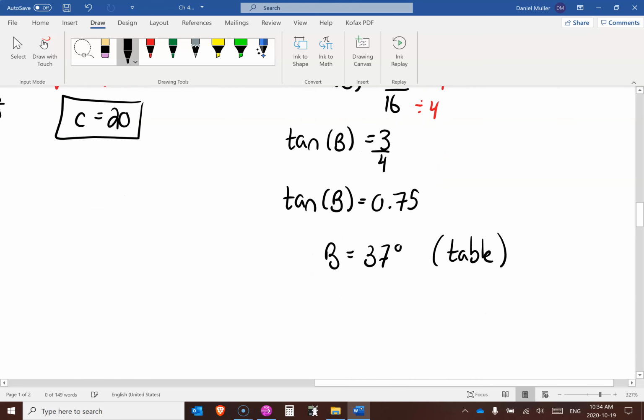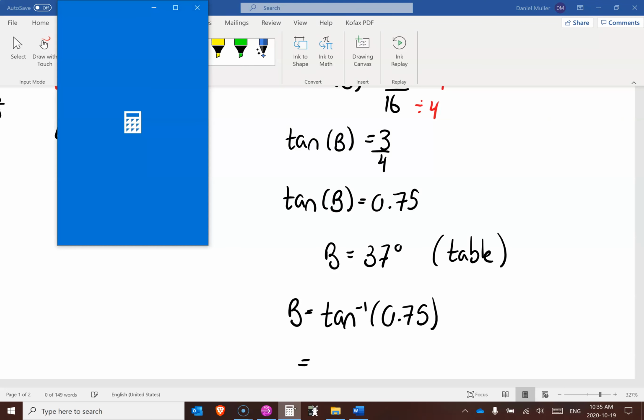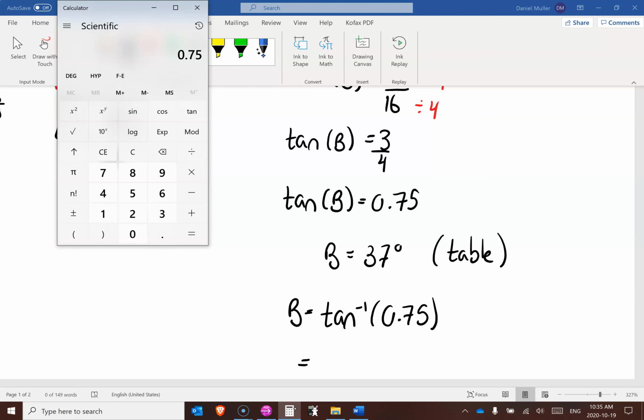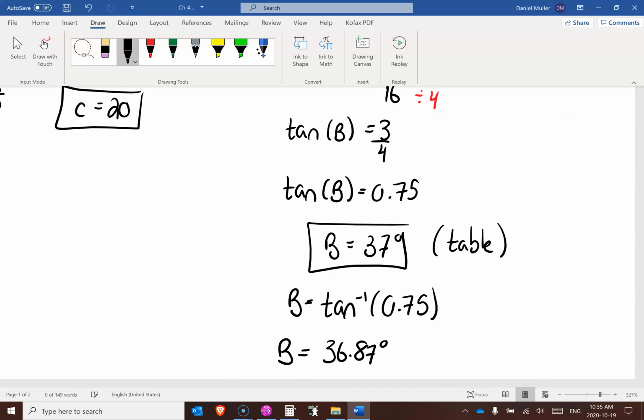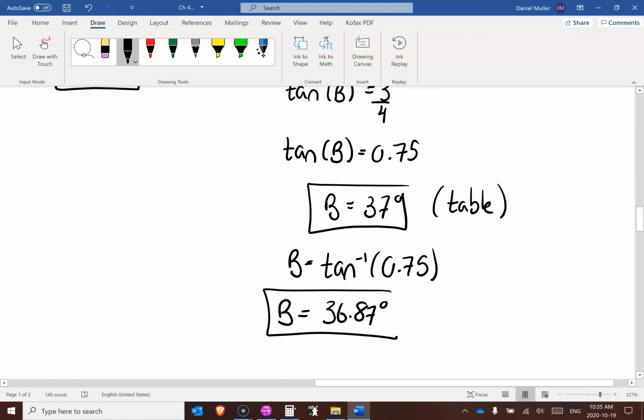Now if you wanted to do this on a calculator, you have to go tan inverse of both sides. So you would have to go tan inverse of 0.75. So in a calculator, 0.75, and then tan inverse, which is 36.86. So 36.87. This is exactly the same angle. I had no idea. So that's if you used a calculator.